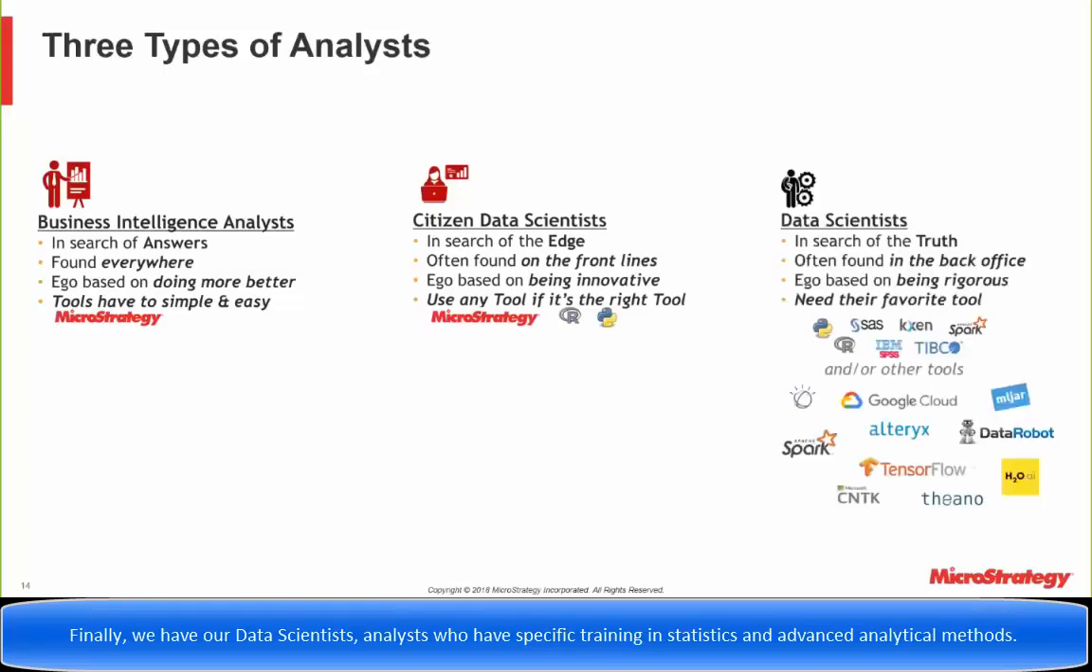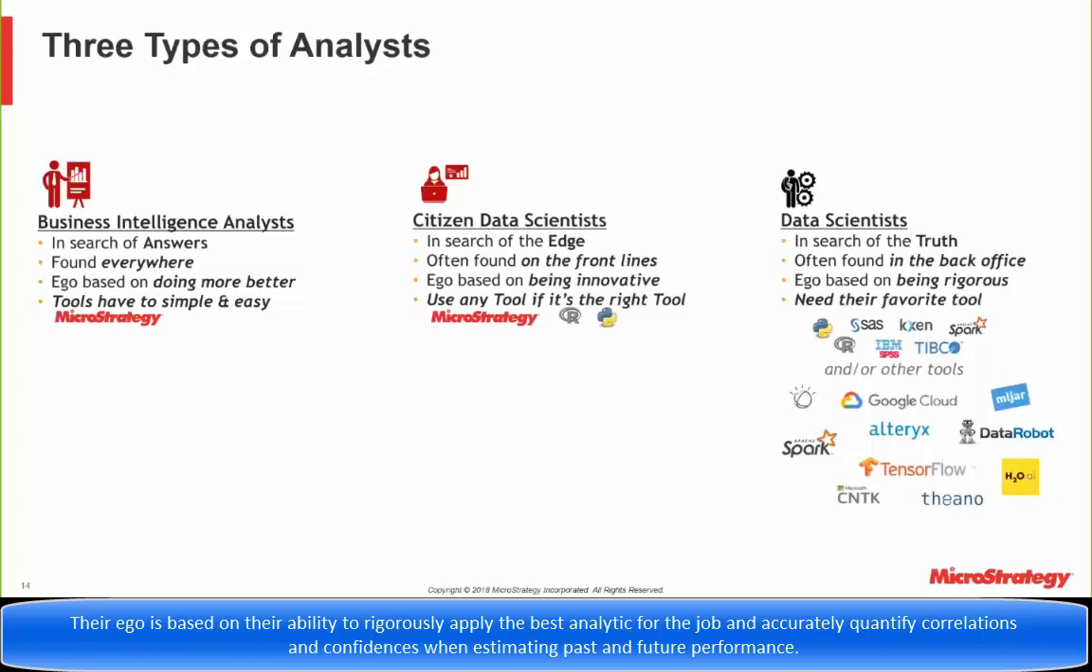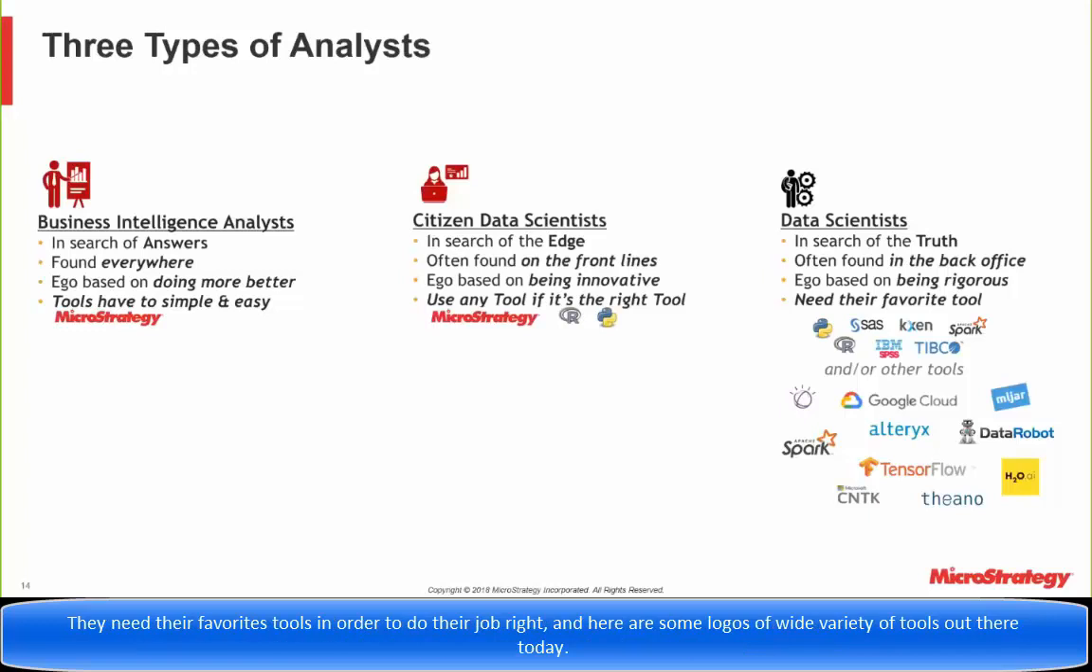Finally, we have our data scientists, analysts who have special training in statistics and advanced analytical methods. Well, this is not meant to be derogatory. They're often found embedded in specific teams, often called the back office versus the front lines, like marketing or operations or finance. Their ego is based on the ability to rigorously apply the best analytics for the job and to accurately quantify correlations and confidences when estimating past and future performance. They need their favorite tools in order to do their job right, and here are some of the logos of the wide variety of tools out there today.